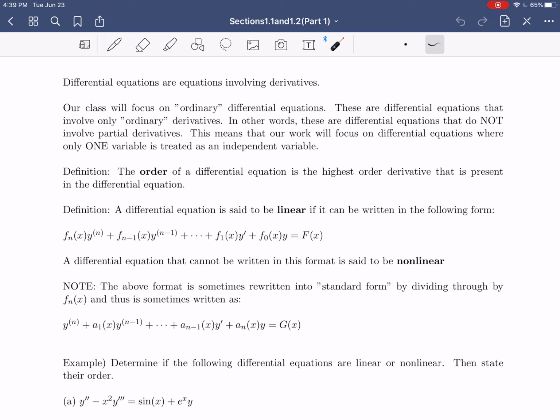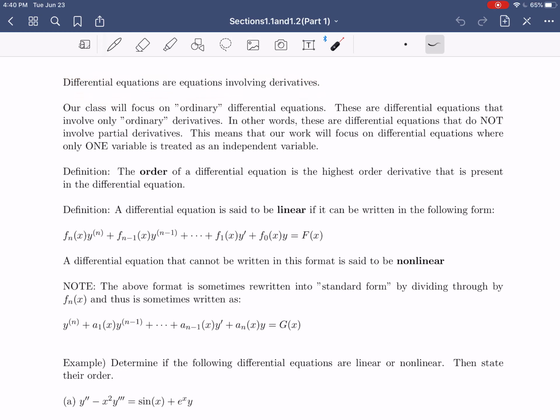And in section 1.2, we're basically going to talk a lot about some basic definitions and terminology, trying to really give ourselves a language to speak and talk about differential equations. So the first thing we should probably say is exactly what is a differential equation. Well, a differential equation is, of course, just an equation that involves derivatives.